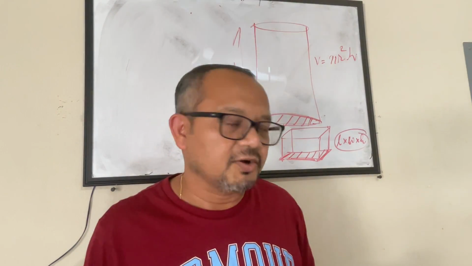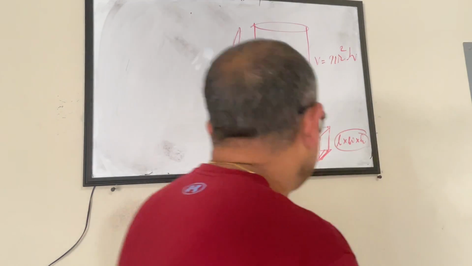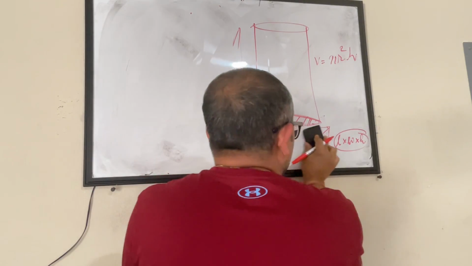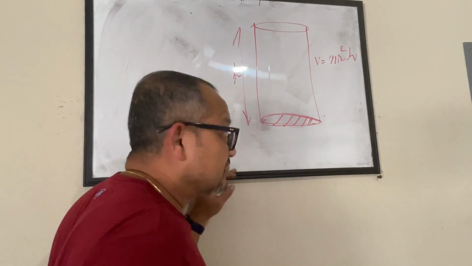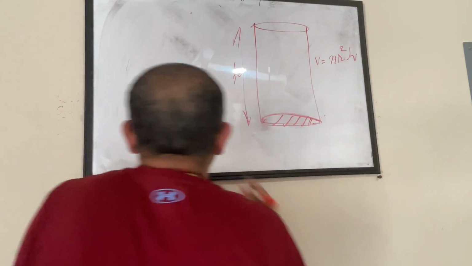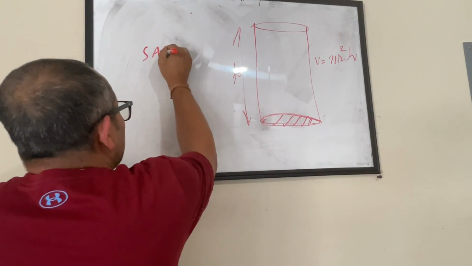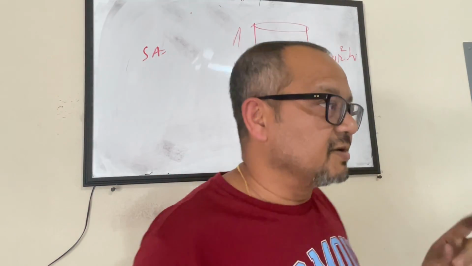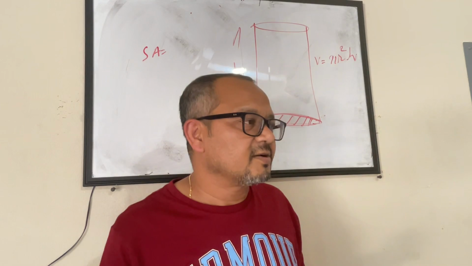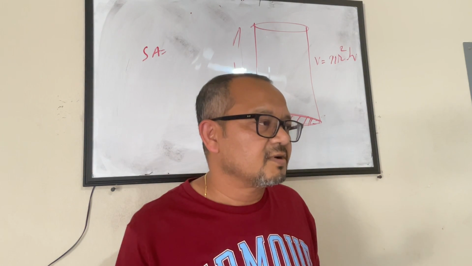Are we all able to relate to what I'm saying? Yes, sir. Okay. Now comes the tricky part. The surface area of the cylinder. It's 2 circles and a rectangle.